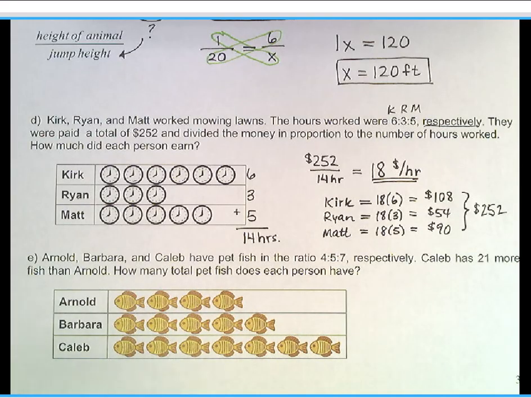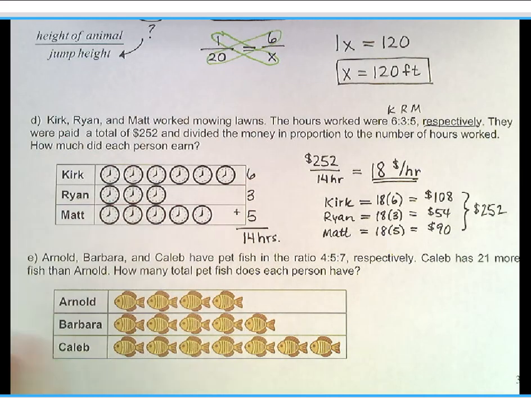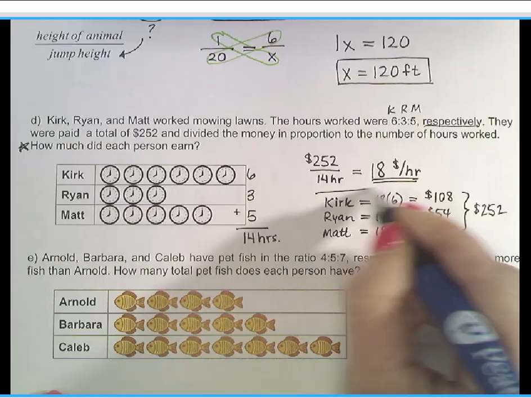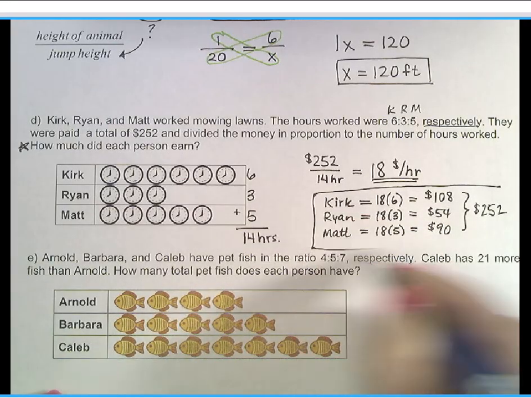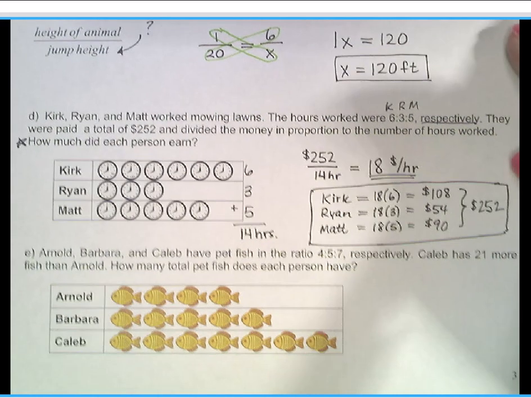But do you see how I'm not setting this up as an equation like we did the previous ones? This one is set up a little bit differently. So how much did each person earn? That's what this is. So right here, this would be, I guess, your answer. How much each person earned. Kirk earned 108, Ryan earned 54, and Matt earned $90. It's based on the total. So let's try one more.